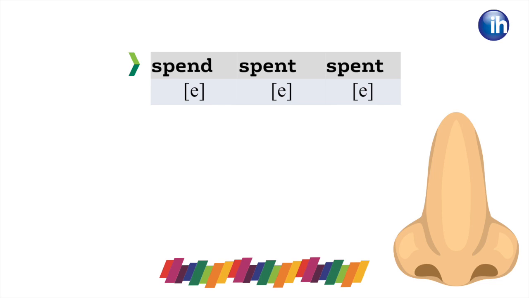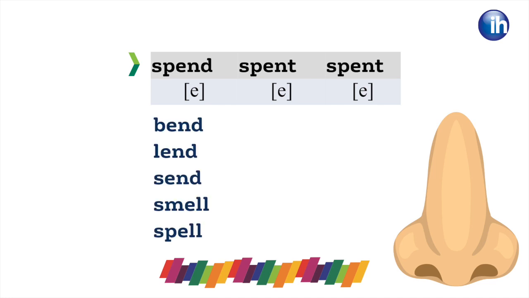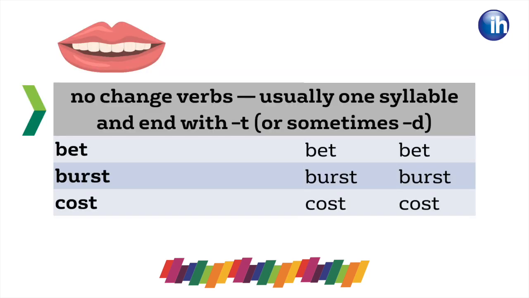Spend, spent, spent. And from there, we've got some other verbs like bend, bent, bent, lend, lent, lent, send, sent, sent, smell, smelt, smelt, and spell, spelt, spelt. The last group I'm going to show you is a beautiful group. There's no change at all. And these are words that are usually one syllable and they end with a T or sometimes with a D, such as bet, bet, bet, burst, burst, burst, and cost, cost, cost. But there's a whole page of these verbs. We use them all the time.